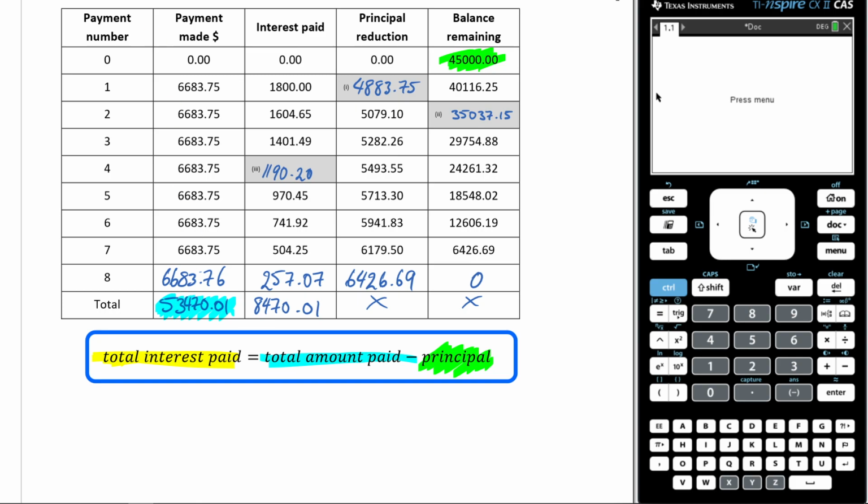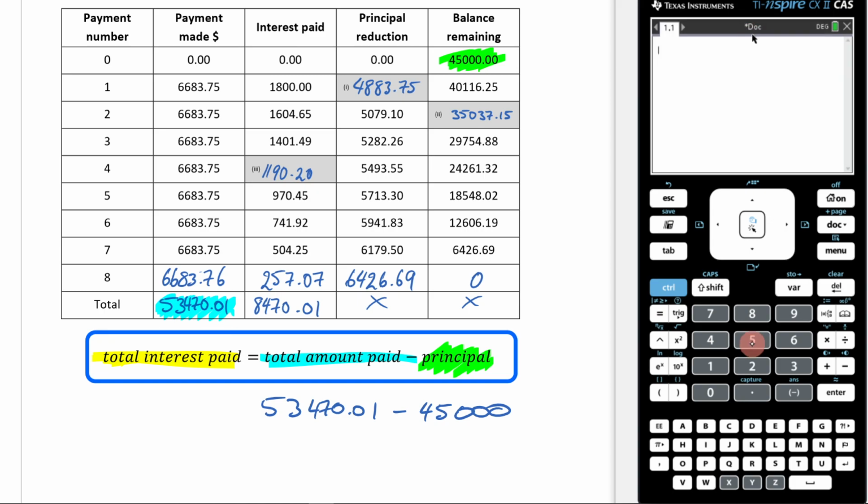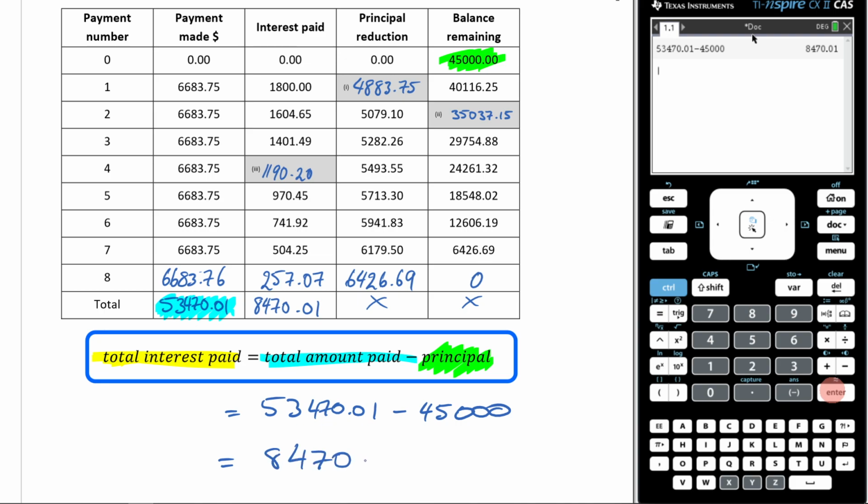So now if I take 53,470.01 and subtract 45,000 from it, and I figure that out, 53,470.01 minus 45,000, the total interest I will have paid is $8,470.01. Hopefully that makes sense. That is the total interest paid.